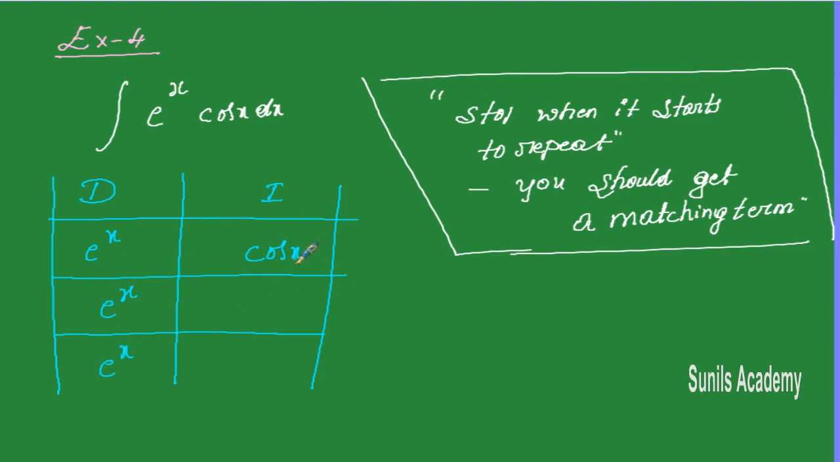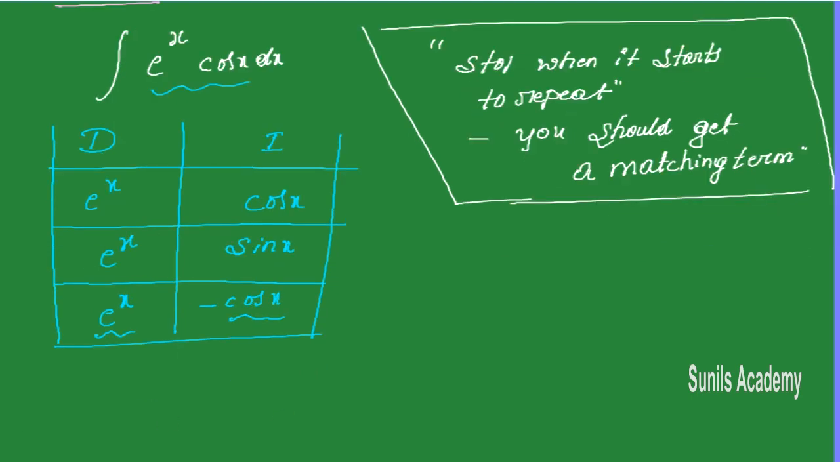Then I have to integrate the cos x in the second column. What do we have? Sin x. Integral of cos x is sin x. I integrate sin x, what we have? Minus cos x. So e power x into cos x, we get the matching term. So we stop the process, and then I integrate backwards. Then write the sign convention: first positive, negative, positive, and write the diagonal.